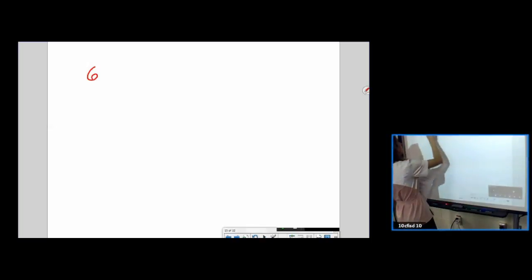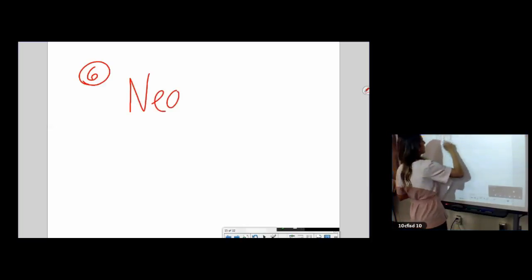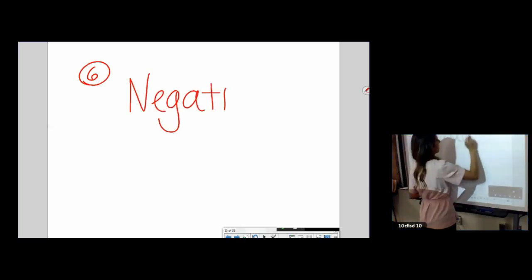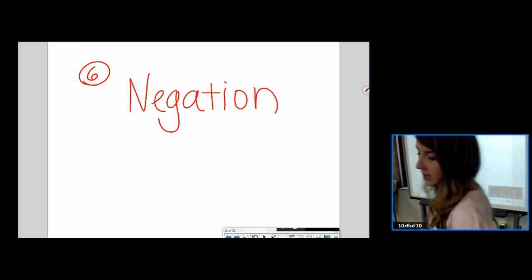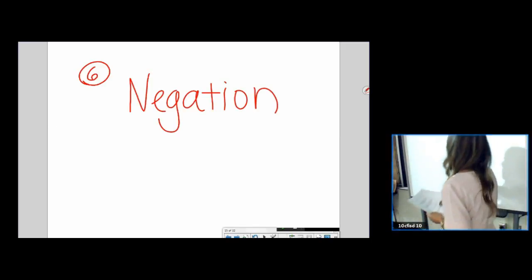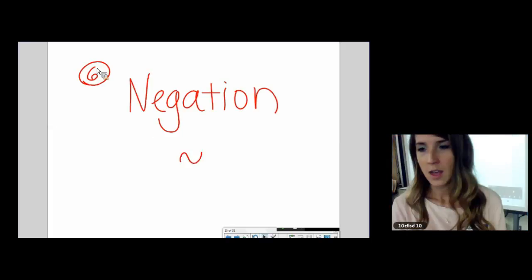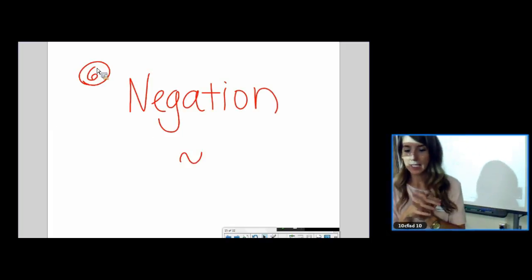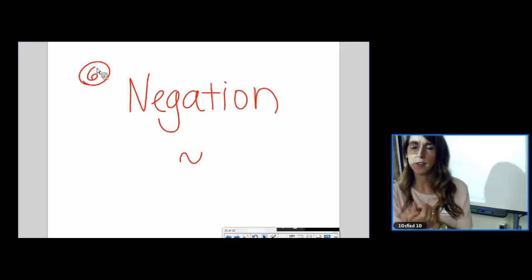Number 6, the word is negation. So write down number 6, the word is negation. The notation is a tilde. Negation means the opposite of the truth value, kind of like the opposite of your sentence.